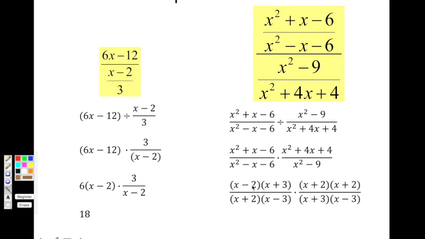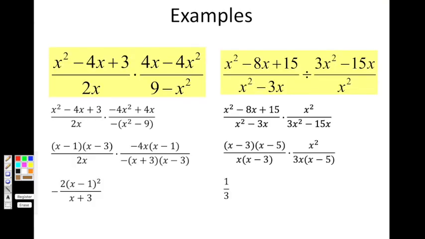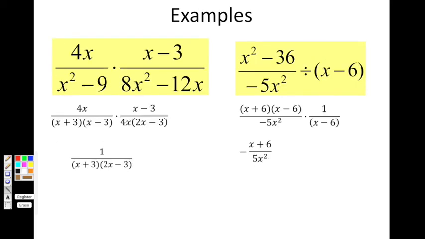So I'm left with x minus 2 times x plus 2 all over x minus 3 and x minus 3. So I'll have x minus 2 times x plus 2 and x minus 3 squared because those two were left over. So that is multiplying and dividing rational expressions.